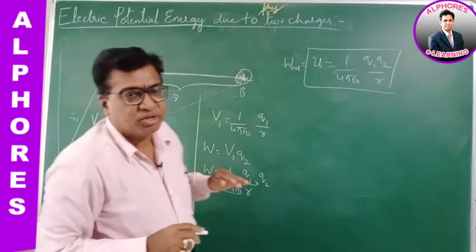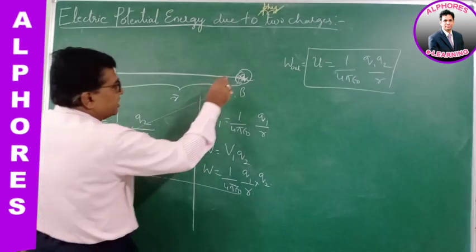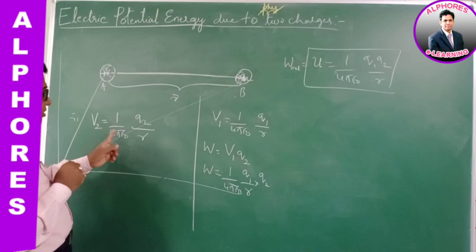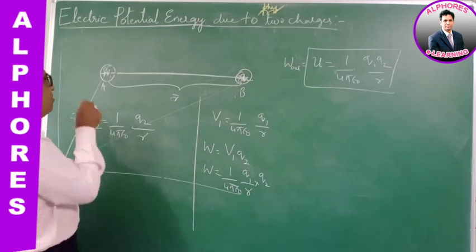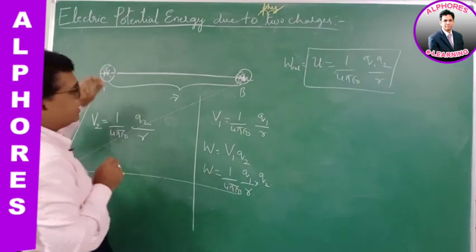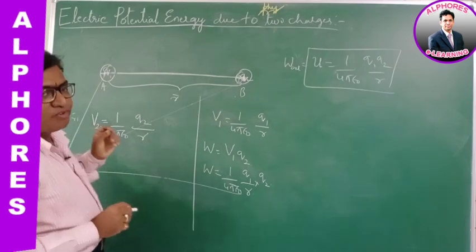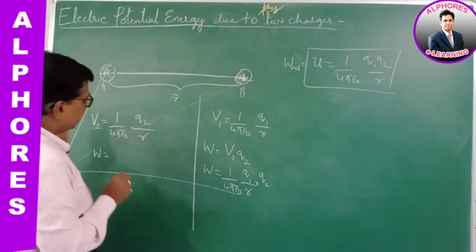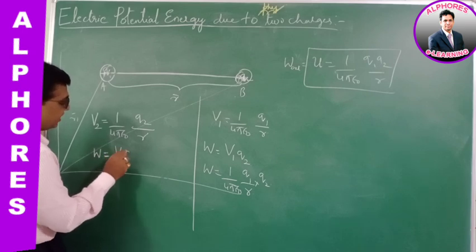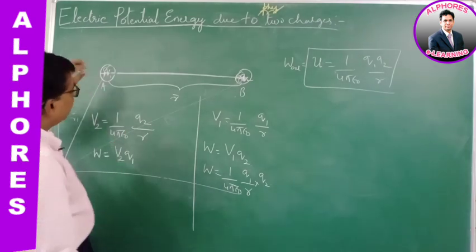We have derived the formula for the potential due to a point charge. V is 1 by 4 pi epsilon naught Q by R. So the potential due to the charge at B, at A, is 1 by 4 pi epsilon naught Q2 by R. Now charge Q1 is brought from infinity to this point. In bringing the charge Q1 from infinity to this point, the work done W is the potential at that point, V2, into the charge being brought, Q1.